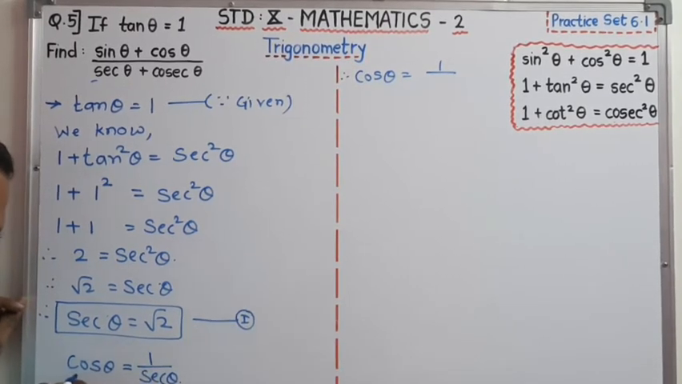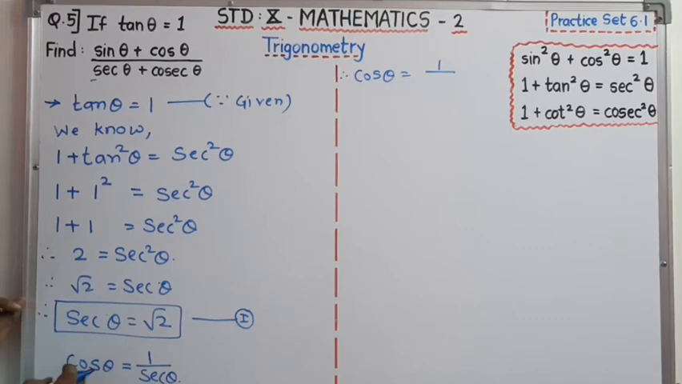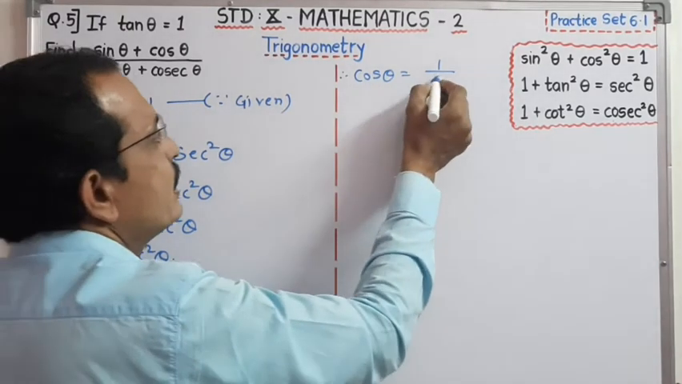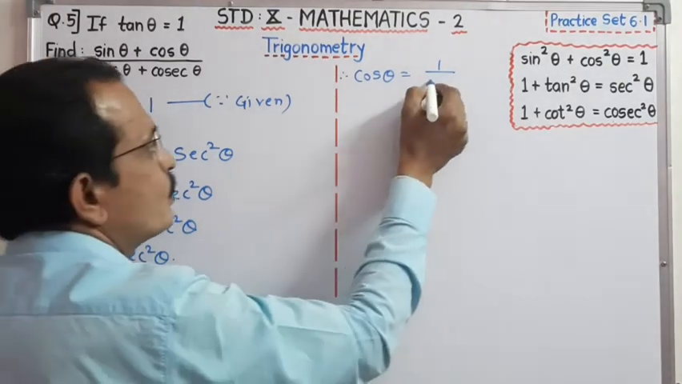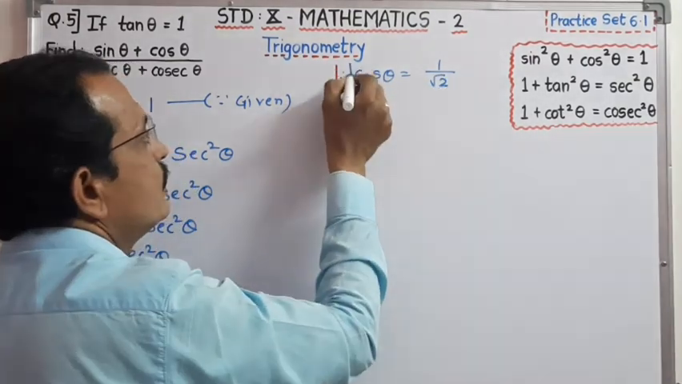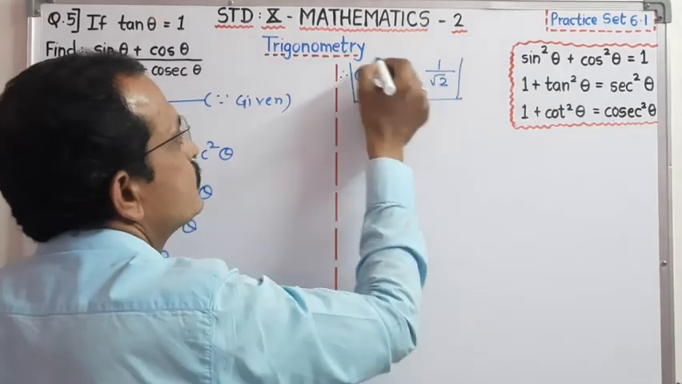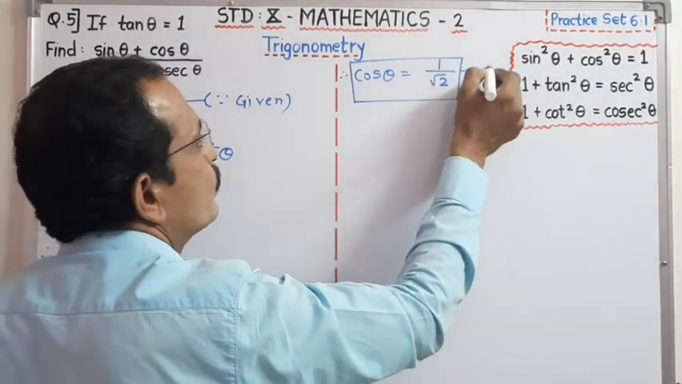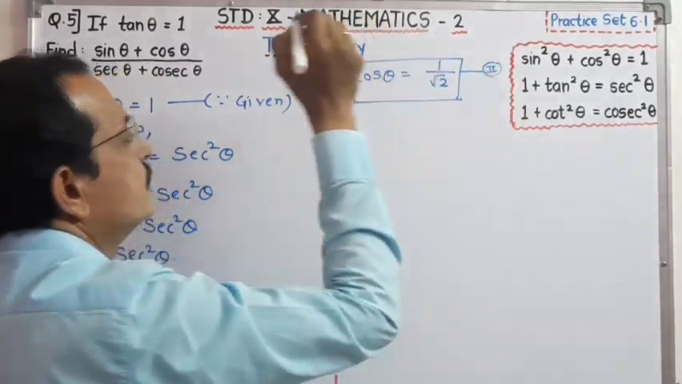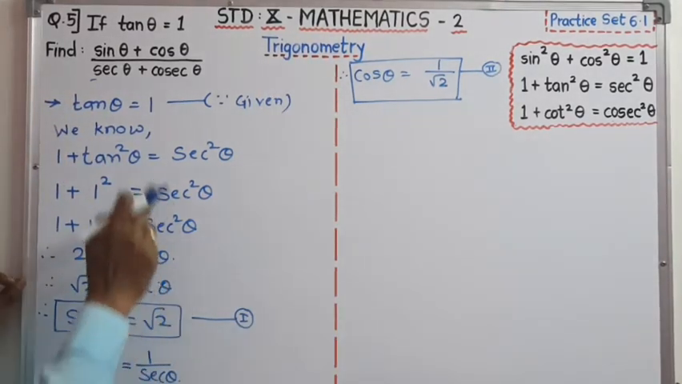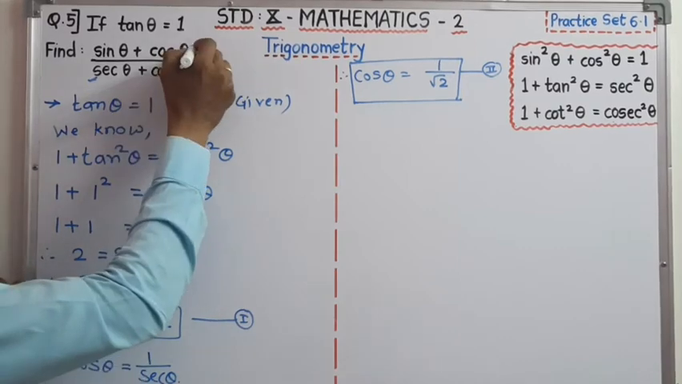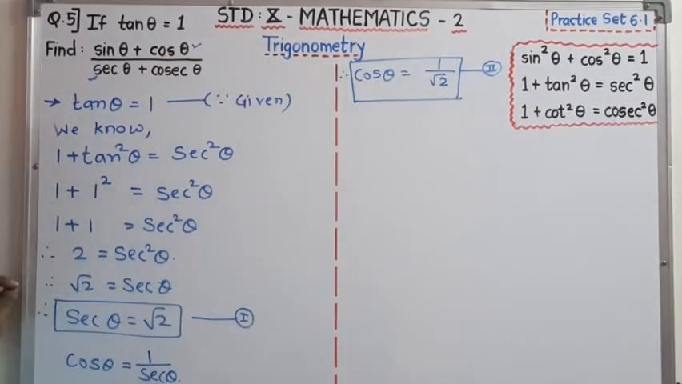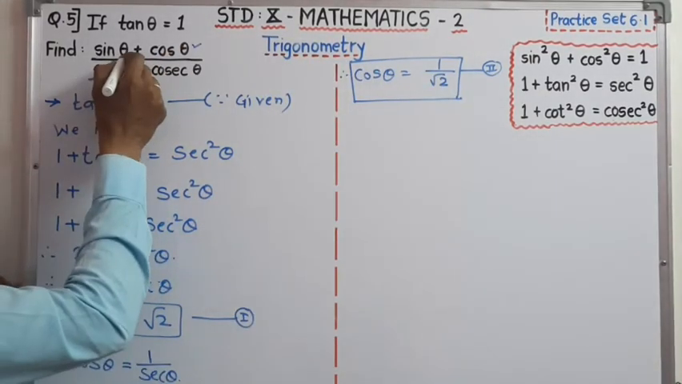From 1 we can write cos theta is equal to 1 upon sec theta. We know this formula. Therefore cos theta is equal to, what is the value of sec theta? It is root 2. Therefore, dear student, we got cos theta is equal to 1 upon root 2. This is second. Now, dear student, sec theta we got root 2, cos theta we got 1 upon root 2. Dear student, we require sin theta.